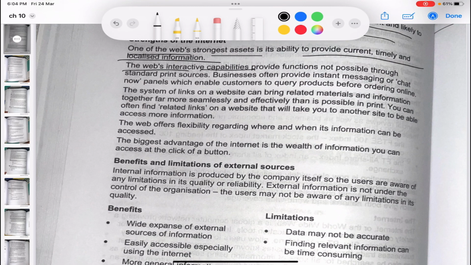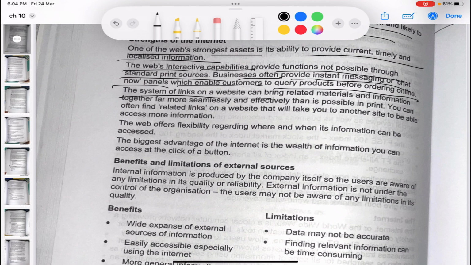The web's interactive capabilities provide functions not possible through standard print sources. So what do you mean by standard print sources? They are referring to newspapers. Businesses often provide instant messaging or chat panels which enable customers to query products before ordering online. So if you go on Amazon or any other retail website, then you can see that there is a chat section over there, or there is a review or a comment section where people can read the reviews of others before placing an order for that product.